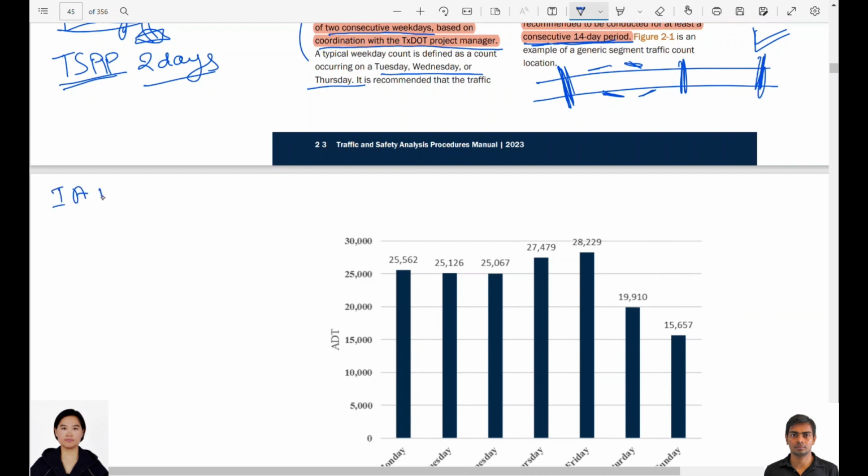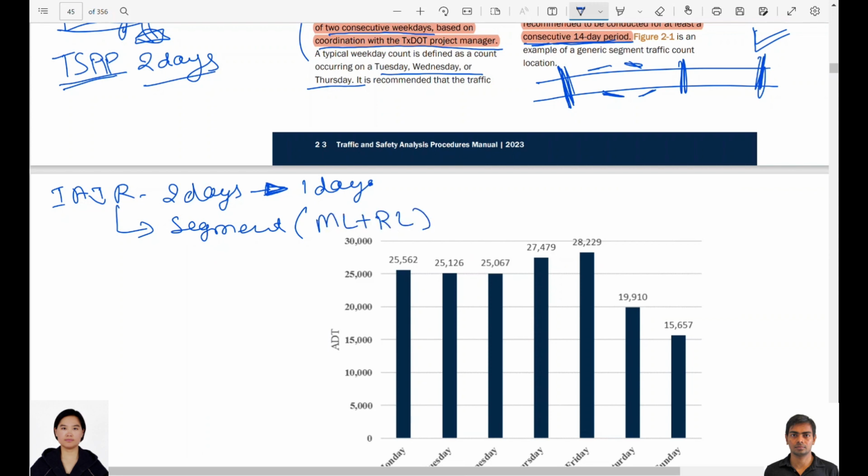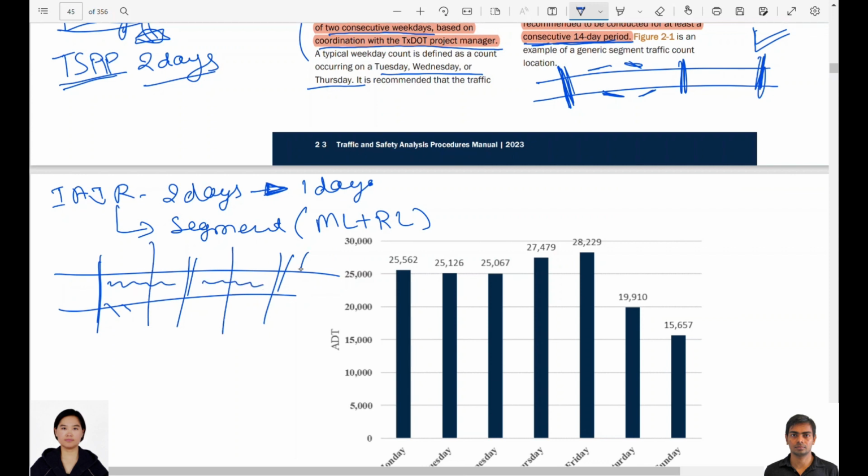So for an IAJR, traditionally 2 days of data is collected, and several times, in order to save budget and in coordination with TxDOT, we collect 1 day of data. However, now the recommendation is for the segment data, which I believe should include main lane plus ramp, because I do not see a point of just collecting main lane segments. If there are ramps, they would influence what is happening in between. Otherwise we will be collecting a lot of main lane data. So I believe the segment here refers to main lane plus ramps.